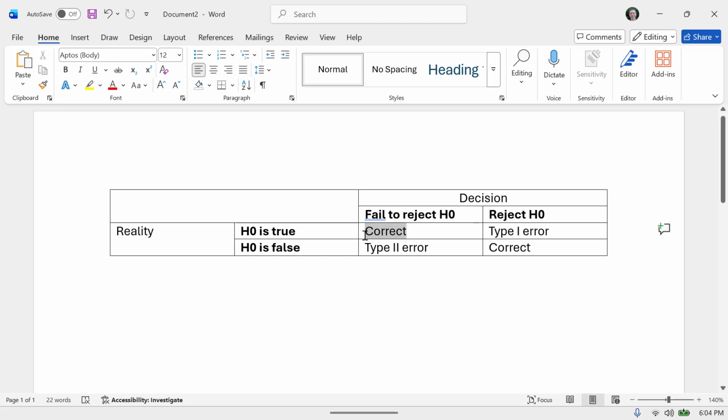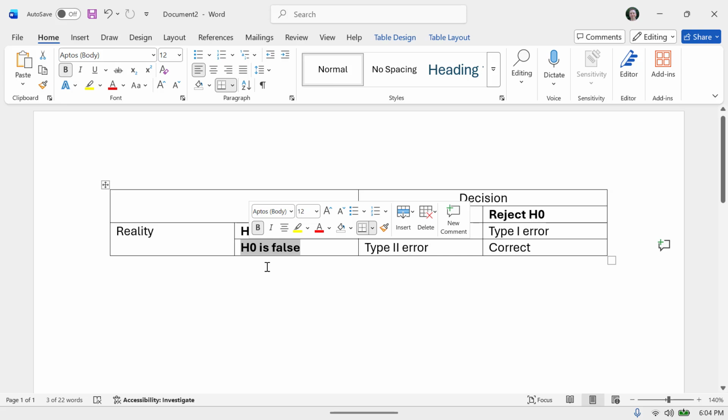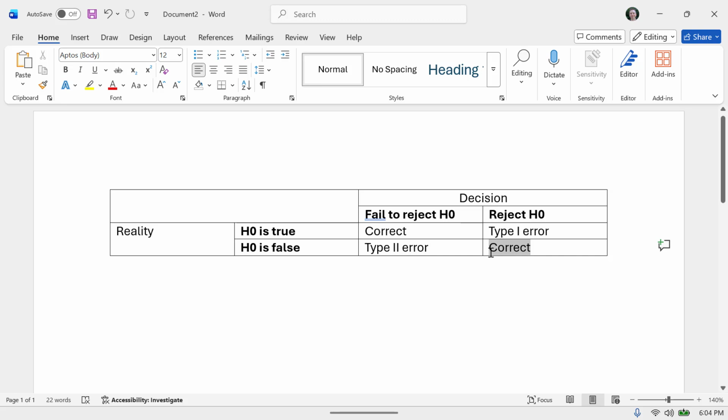And so within that 2x2 set of options, if the null hypothesis is true and we fail to reject the null hypothesis, we've made the correct decision, which is good. Similarly, if the null hypothesis is false, in other words, the alternative hypothesis is true, and we reject the null hypothesis, we've once again made the correct decision. So both of those are good situations.